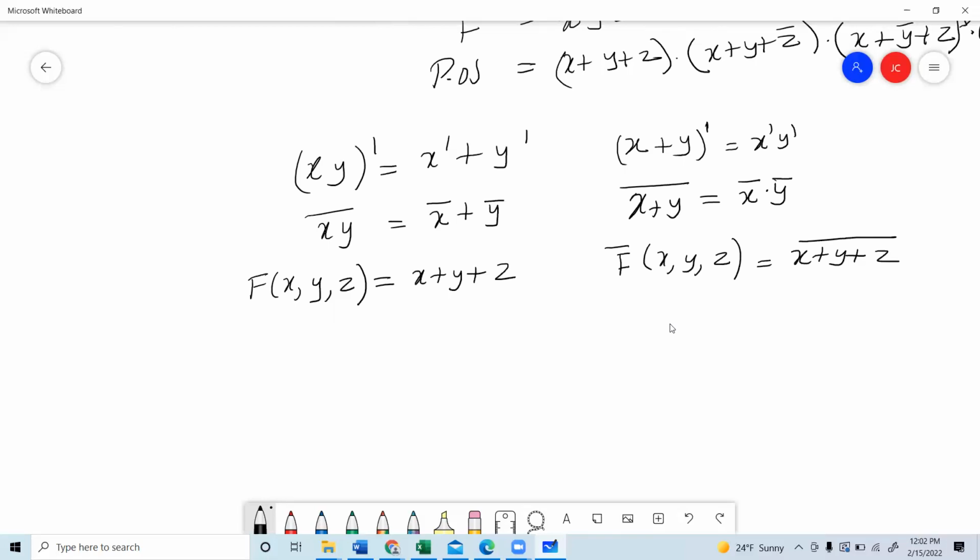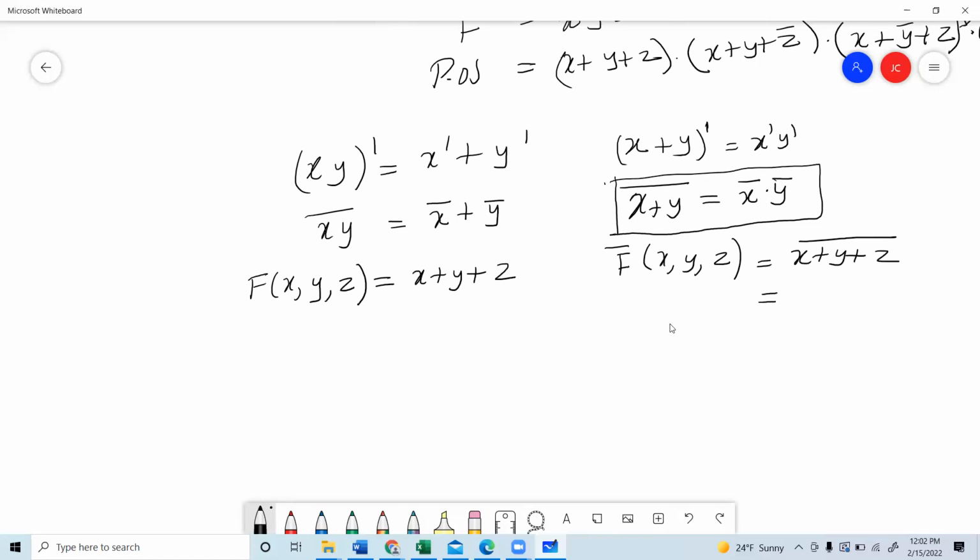Let me rewind. What I wrote is x plus y plus z, and this is f complement. I hope you got this point. Can we apply De Morgan's law here? De Morgan's law, in the OR form, is given for 2 variables. Can we extend De Morgan's law to 3 variables? Yes, you can extend. That's what we reduced to the product of sums form.